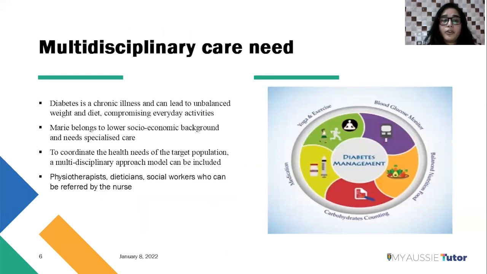Why is there a need for multidisciplinary care for this patient? As we know, diabetes is a chronic illness and can lead to unbalanced weight and diet, compromising everyday activities. Mary belongs to a lower economic background and therefore needs specialized care, because she belongs to a community where most of the people are discriminated against and unequal care is provided based on their color, stigma, labeling, and their gender or ethnicity. So Mary, belonging to the Aboriginal community, has more specific care needs.